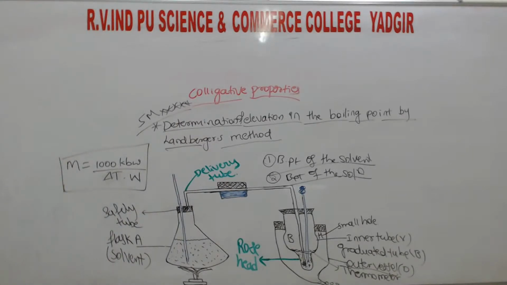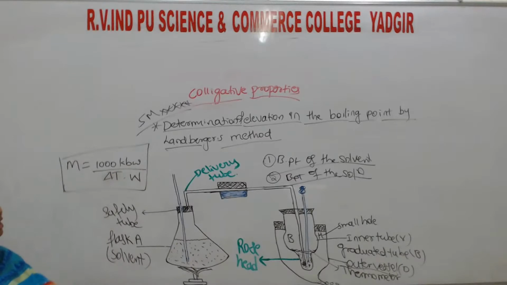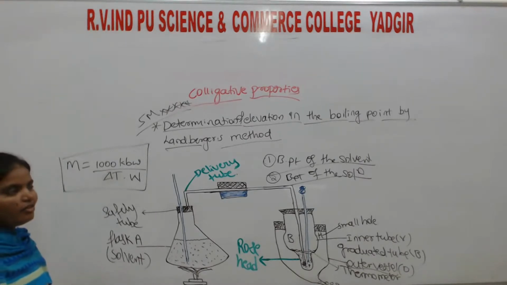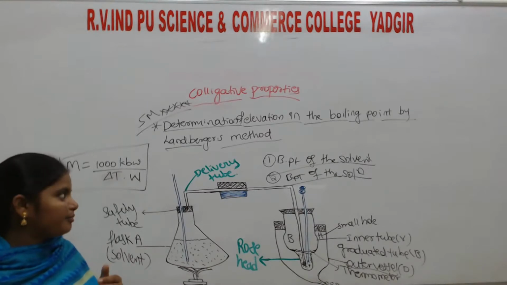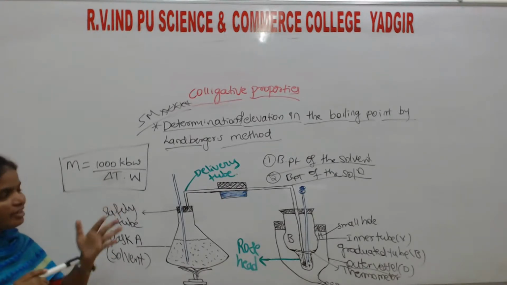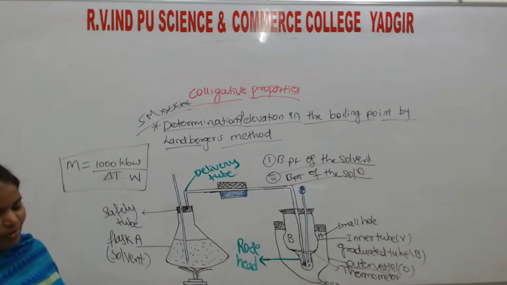The colligative properties. In the colligative properties unit, the determination of elevation in the boiling point by Landsberger's method is a very important question. Not this one only, the whole unit is important. I am repeating this repeatedly because the whole chapter is very important. Okay, I stop here in the class.